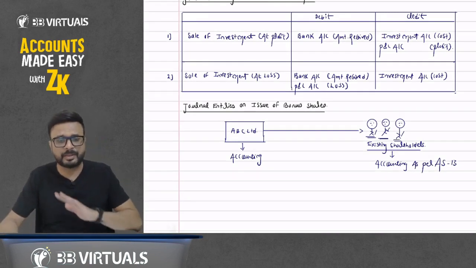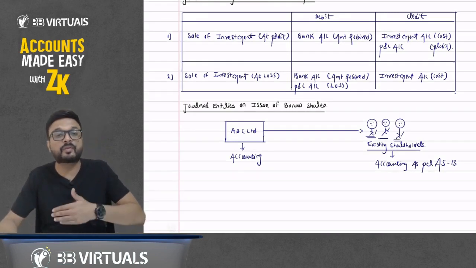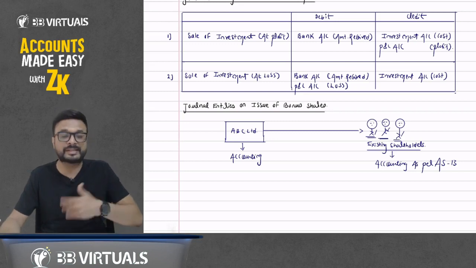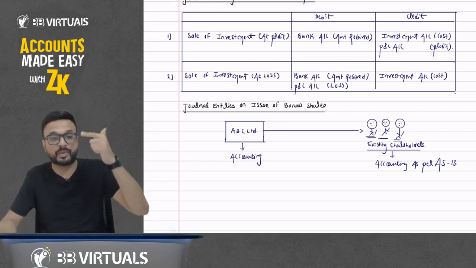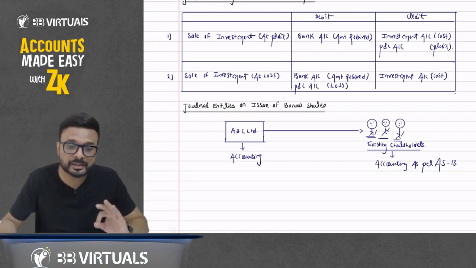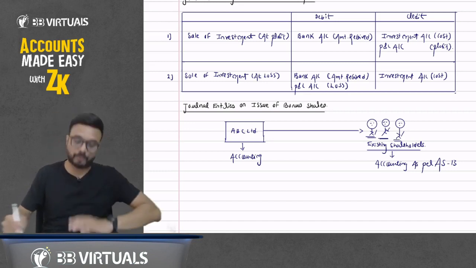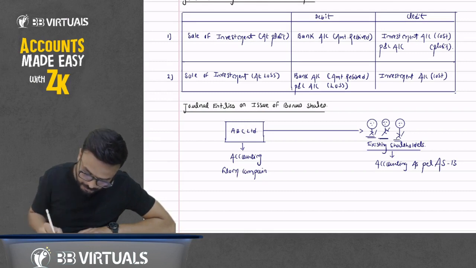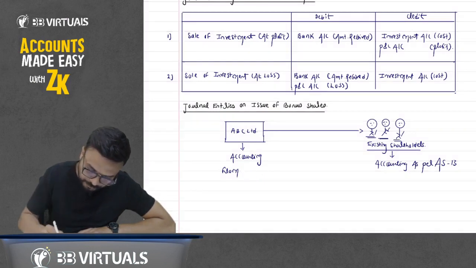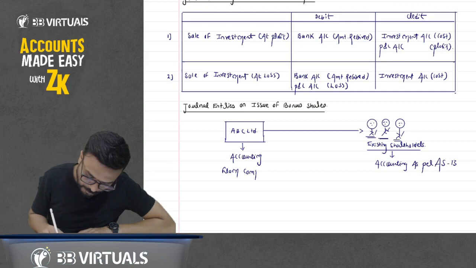So in this chapter, we are not discussing accounting from the existing shareholders' point of view, or you can say the investors' point of view. That will be covered in Accounting Standard 13, accounting for investment. Here we are discussing accounting from the company's point of view.